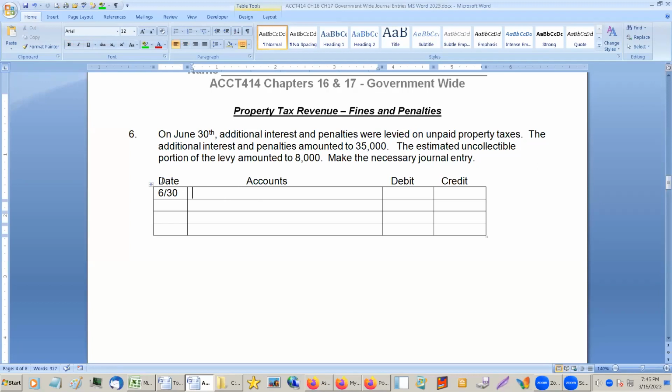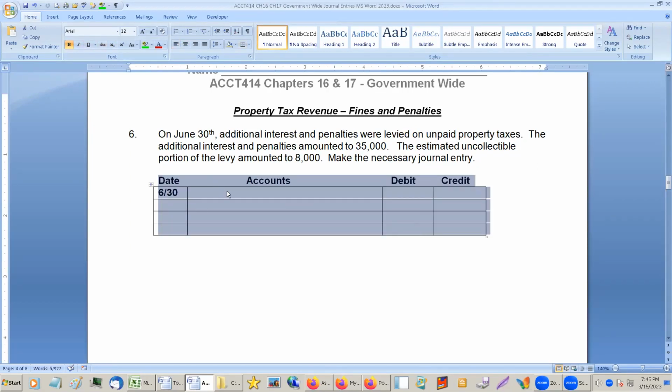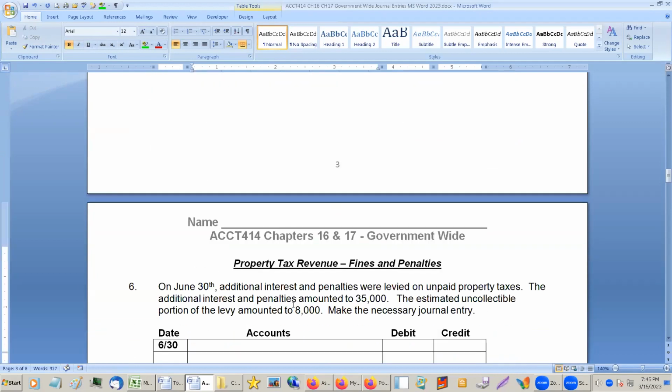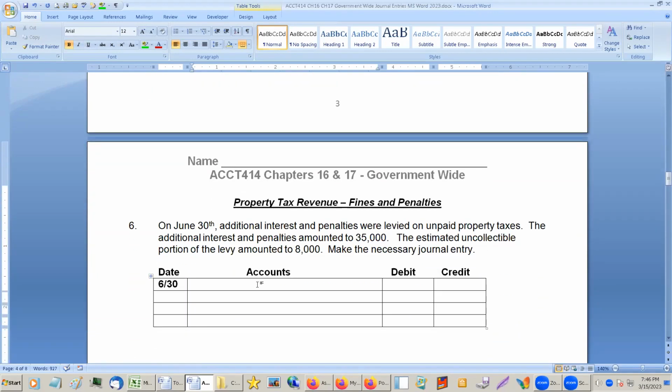Okay, so interest and penalties. Similar to what we did originally, when these are delinquent, a lot of times you'll have interest and penalties come into play too. So you'll have interest and penalties receivable. $35,000. You'll have an estimated uncollectible.